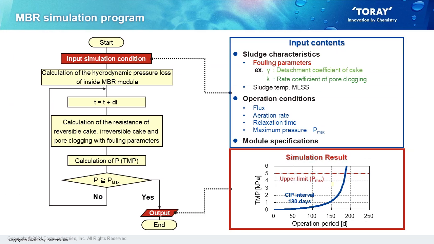This is the simulation program flow chart. In this program, at first, we input simulation conditions. Input contents are sludge characteristics including fouling parameters, operation conditions, and module specifications. As the output, the TMP variation with operation period is estimated, considering the hydrodynamic pressure loss inside the MBR module. A TMP variation output is shown in this figure, which shows CIP interval.